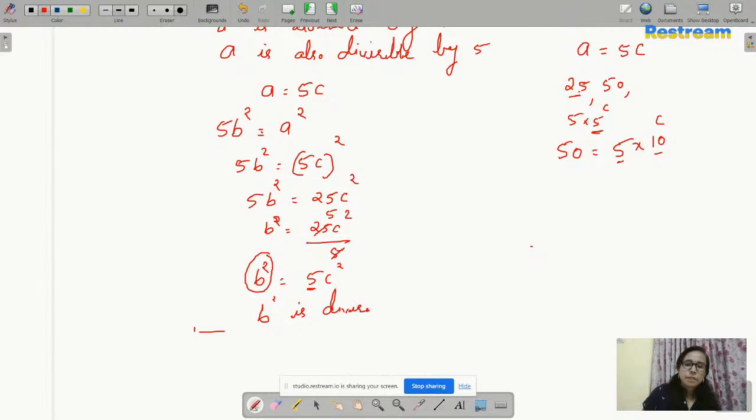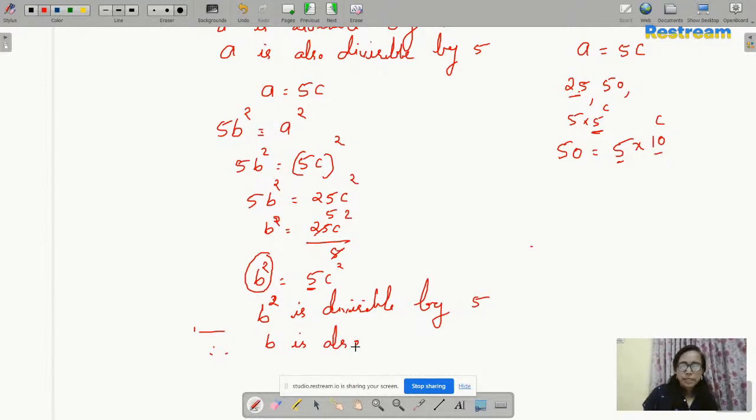Is divisible by 5. If b square is divisible by 5, children, we can say that, in the same way I told you here: if 25 is divisible by 5, we can say that 5 is also divisible by 5. Right? So in the same way, if b square is divisible by 5, we can say that b is also divisible by 5, because we have a theorem there.